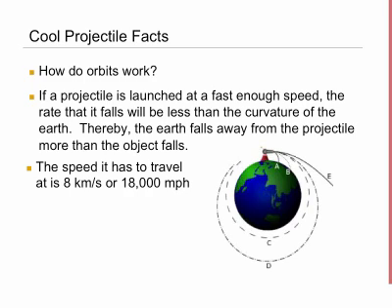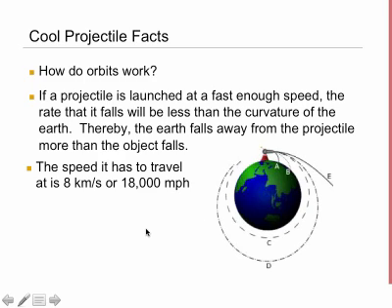Well, let's say I launch my cannonball even faster, at 10 kilometers per second. Well, it's still going to be in an orbit, but it's going to be in an elliptical orbit, or an oval, following this path like D, going around the Earth, rather than a circle like C.